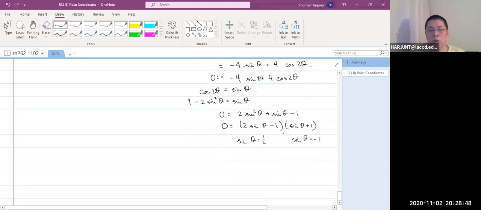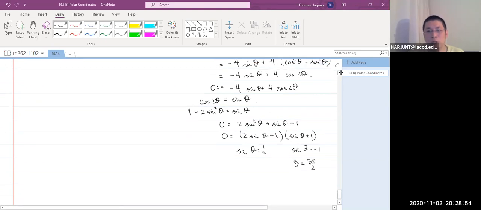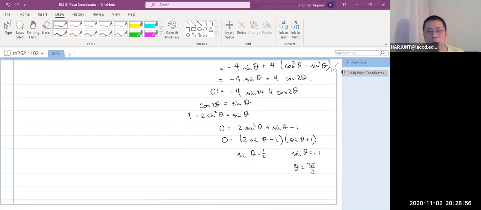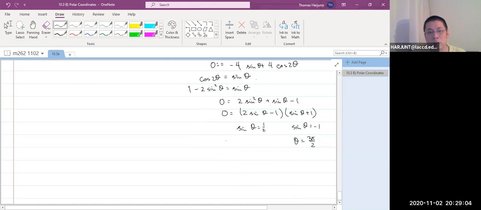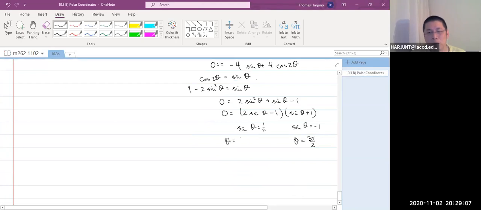Oh, hold on. Sine theta equals -1 means theta is 3 pi over 2. So 3 pi over 2 gives us dy d theta 0, and dx d theta also 0. Theta equals pi over 6. Theta equals 5 pi over 6.